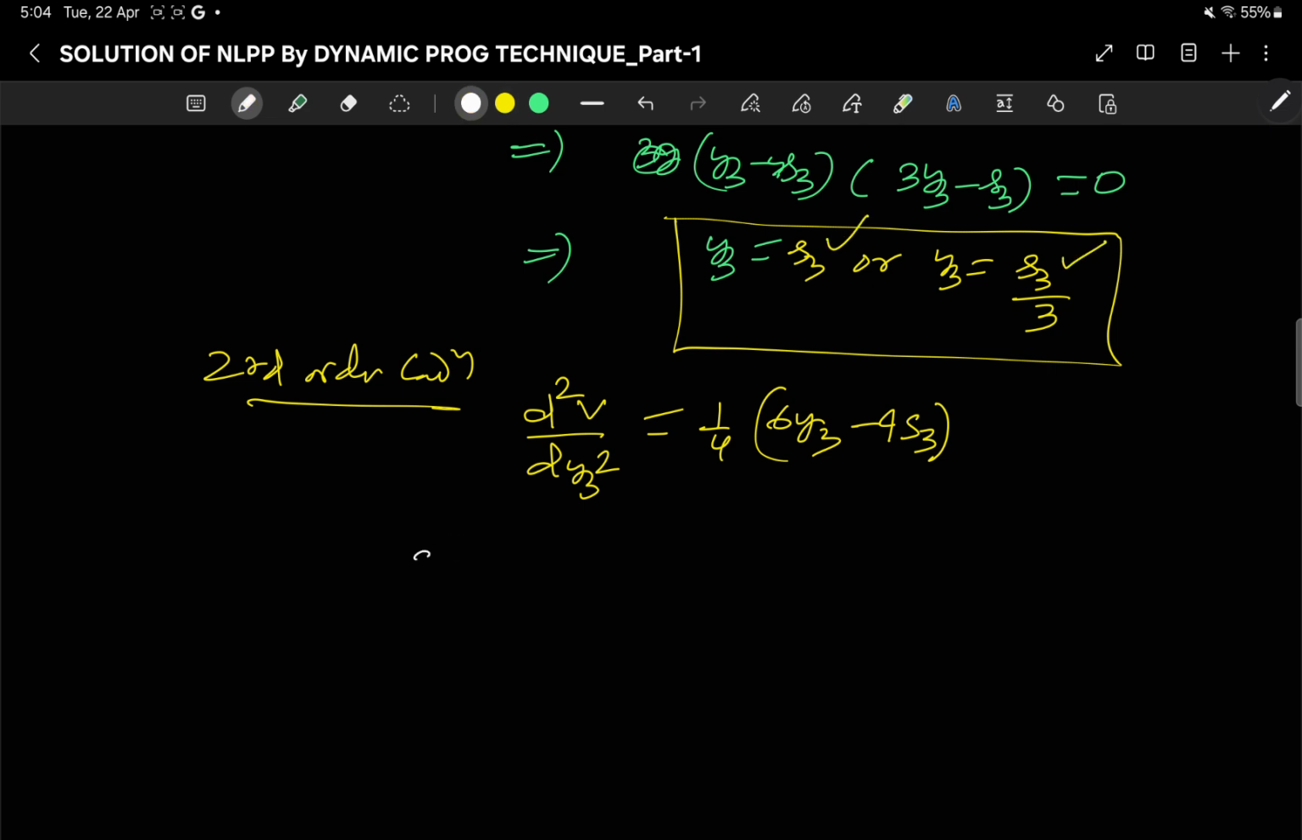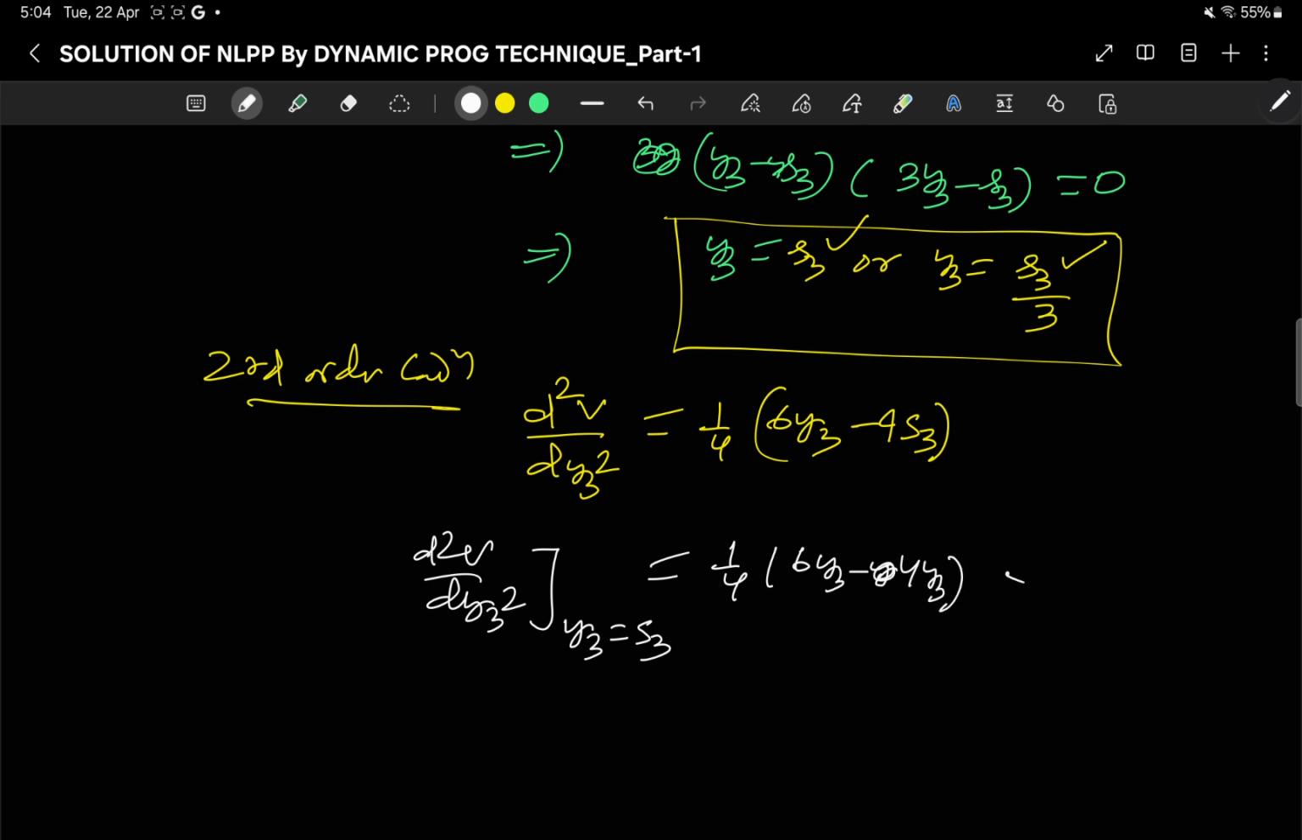Okay, d²v/dy3² at y3 = s3. What am I getting? It is 1/4 (6y3 - 4y3). So y3 is non-negative, so this is positive. It is greater than or equal to 0, right? Greater than 0 means minima, but here we are talking about maxima, right? So this is neglected.